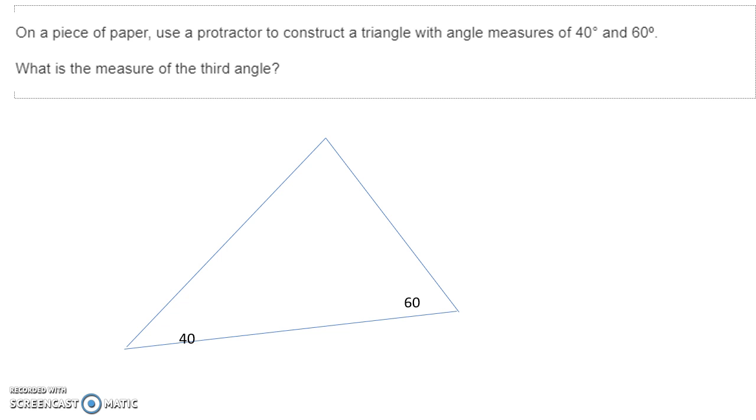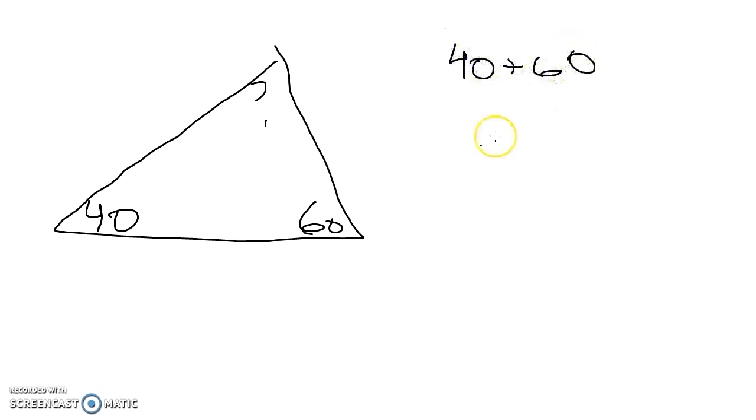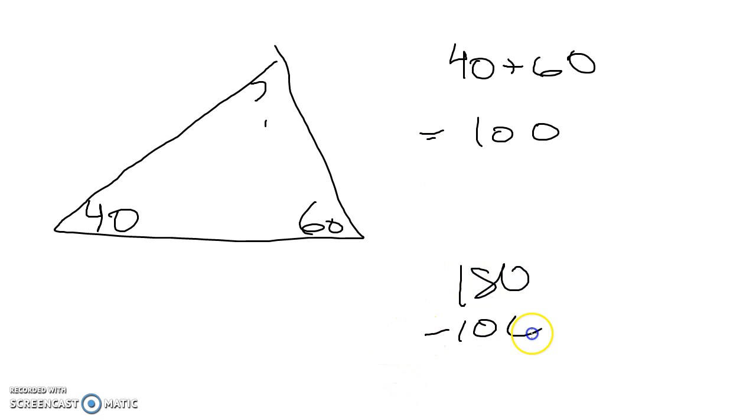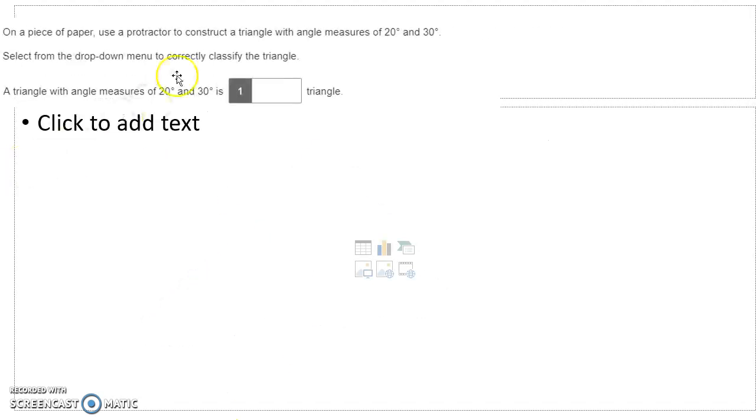Okay, so let's open up 40, 60, missing angle. So we add the two angles we do know. 40 plus 60 is 100. And subtract it from 180. So you'll do 180 minus 100. And it'll give you the measure of the missing angle. That's just an example problem. Okay, let's see here. Question number 2.